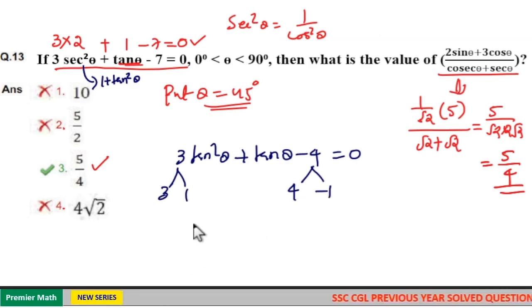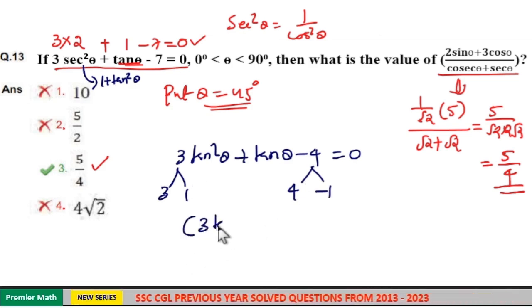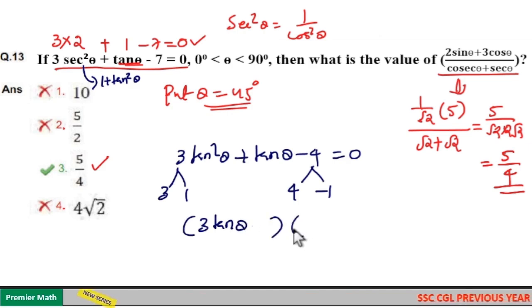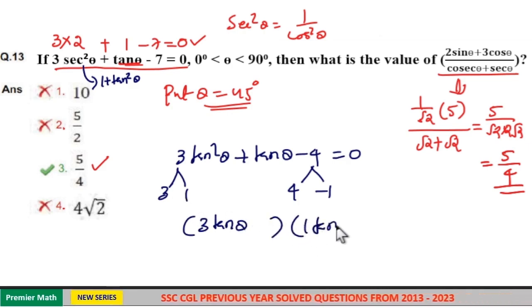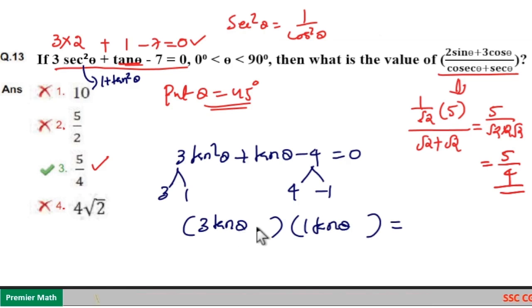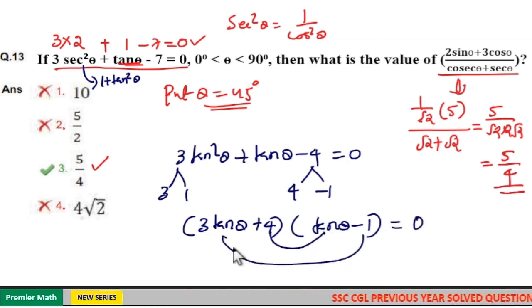Now I'll take this one, that is 3 tan theta. Here 1 tan theta, and here we need tan theta and minus 4. So if I take 3 tan theta plus 4 and 1 tan theta minus 1, then this will become 4 tan theta minus 3 tan theta, which is tan theta. So the equation is satisfied.